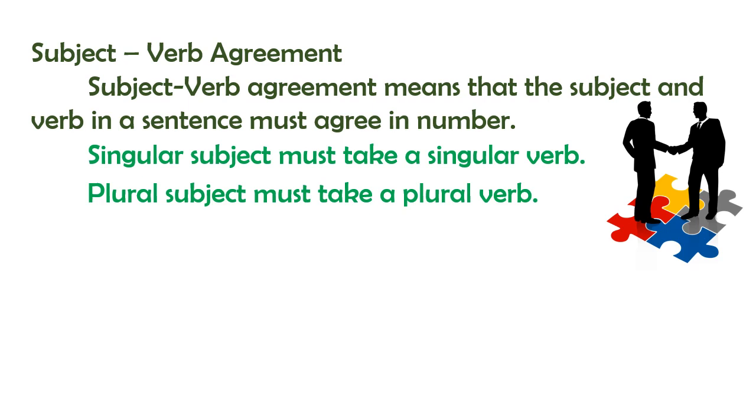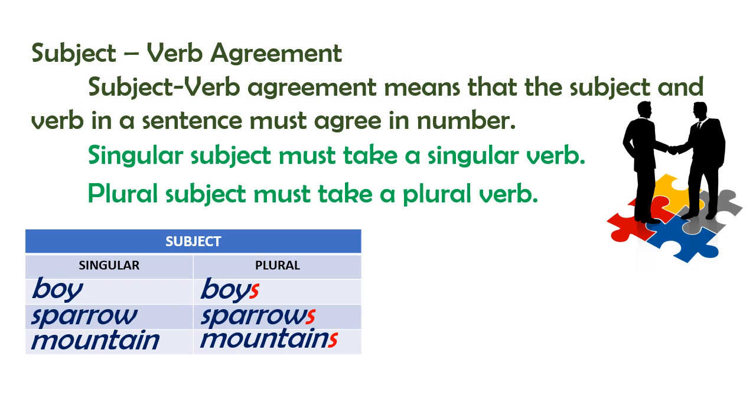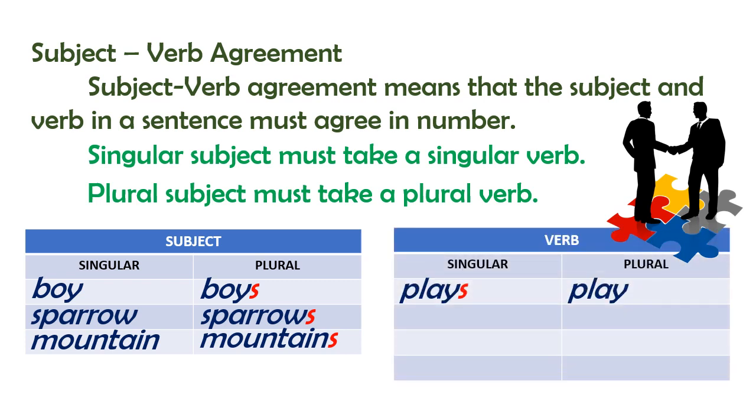Plural subject, plural verb. Usually to form the plural of a subject, we would simply add an s, like this. Boy, boys. Sparrow, sparrows. Mountain, mountains. But with a verb, it is exactly the opposite. A singular verb takes an s and a plural verb doesn't. If you can just understand this simple concept, subject-verb agreement is going to get so much easier for you.